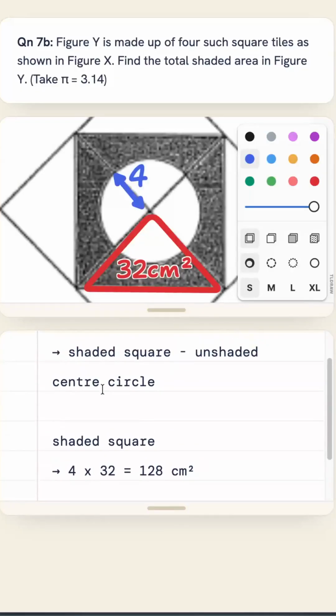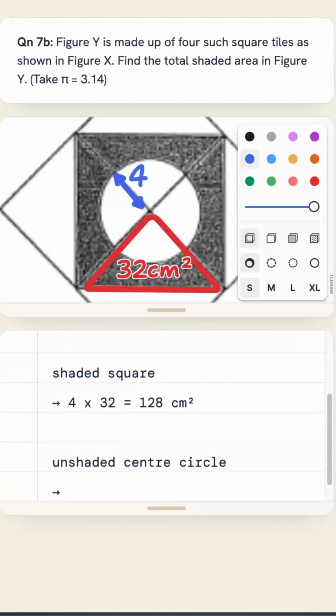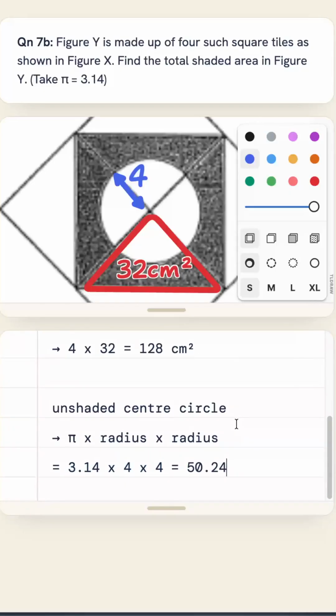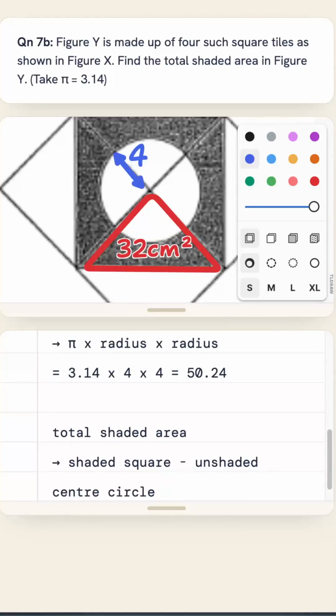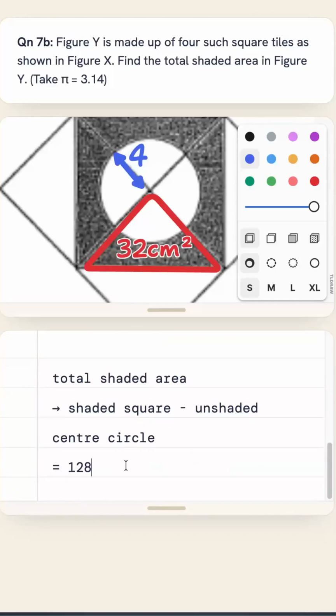Then we need to find the unshaded center circle, which in this case is pi times radius squared. And we know pi is 3.14, times radius, which is 4 times 4. And this will give us 50.24. So now we can find out the total shaded area. The total shaded area is basically the shaded square, which is 128, minus 50.24, and this will give us 77.76 centimeters square.